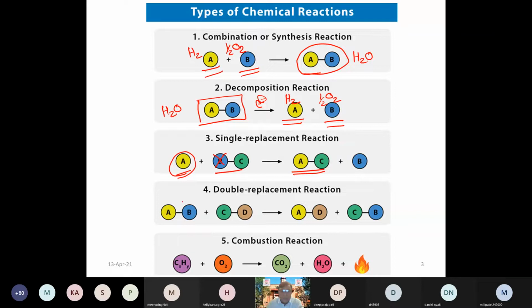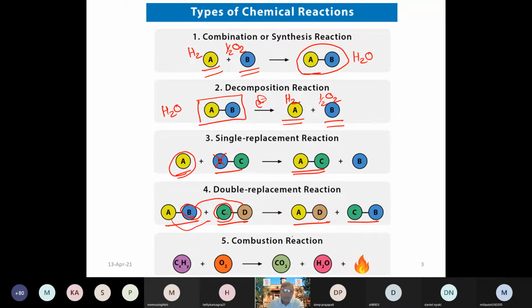Then double replacement reaction. In this we are having compound AB reacting with CD. Now replacement of B by D, sorry, replacement of B by D. So what we will get? AD, and then we will get B and C product, or C and B product. So this is known as double replacement reaction.